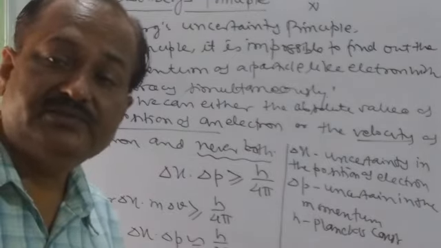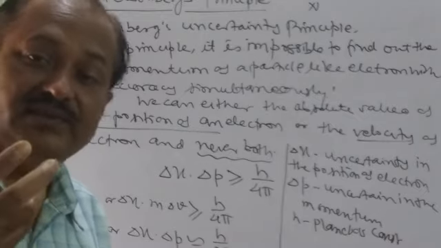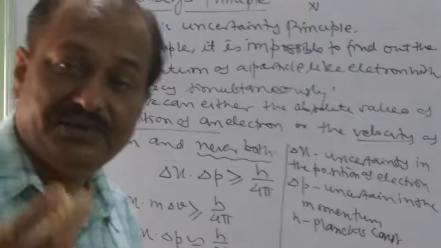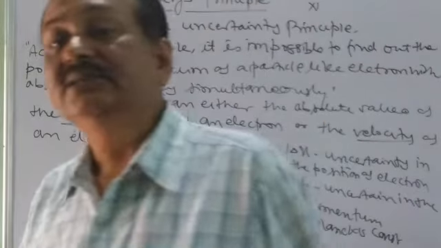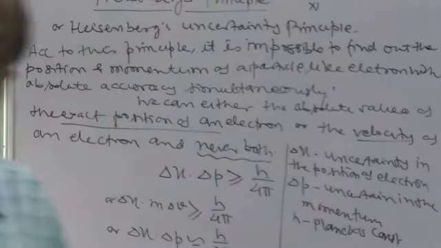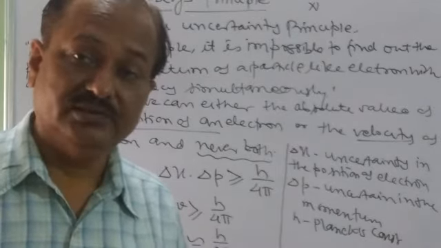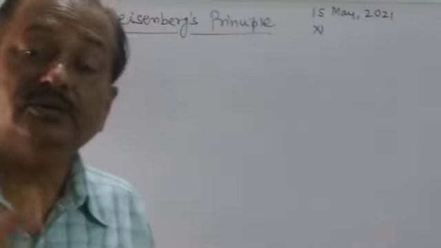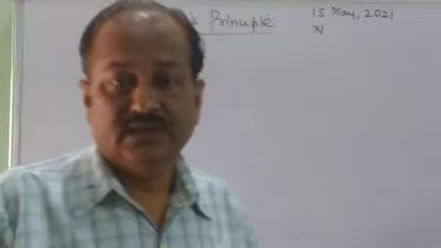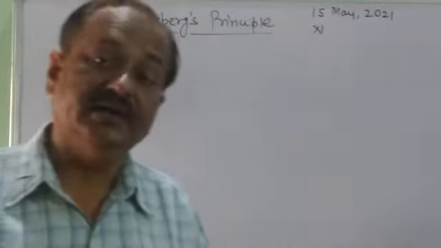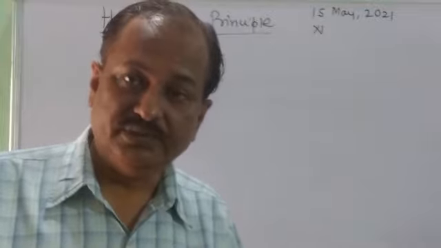Now in the next part we will see what is the reason that either we can have the exactness or accuracy in the position or the accuracy in the momentum. Either only one is possible, not both together. Now I'm going to explain the reason behind this type of result. Either we can have the absolute value of position or the momentum or the velocity.